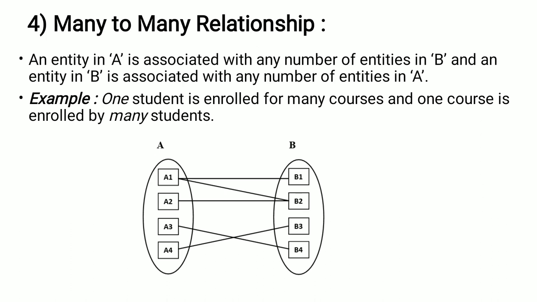This is all about cardinality ratios, that is, the maximum number of relationship instances that an entity can participate in. The possible cardinality ratios are 1 to 1, 1 to many, many to 1, and many to many. These are the relationship constraints. There are two types of relationship constraint. First, mapping constraint, that is mapping cardinality, and second, participation constraint. Here, mapping cardinality is over.